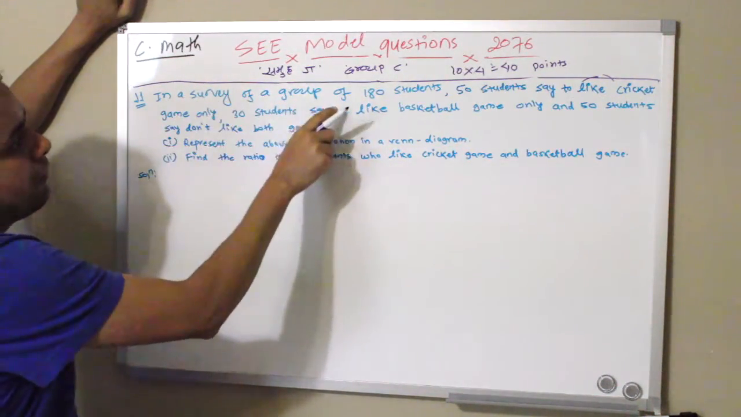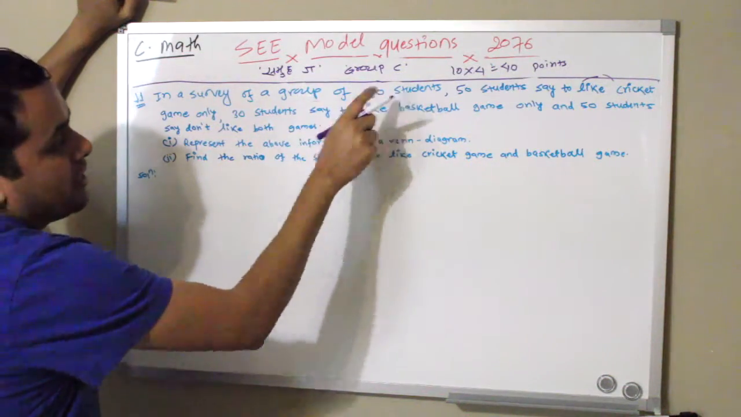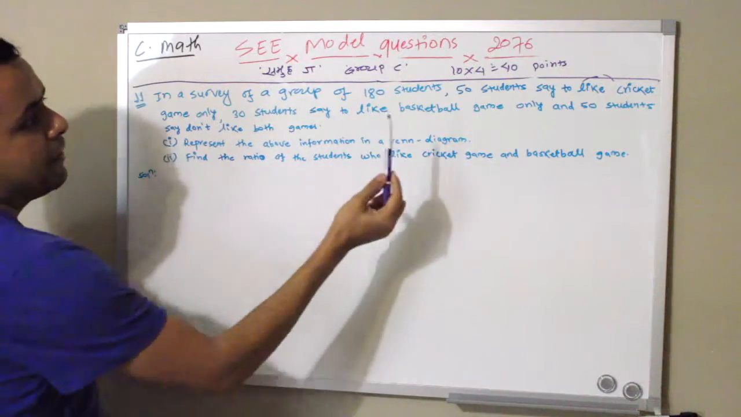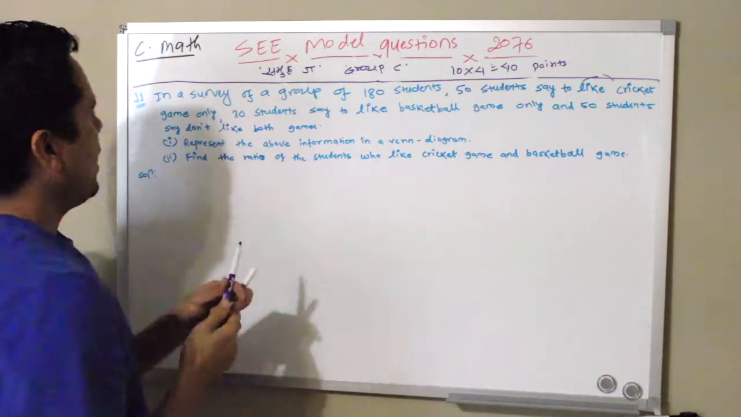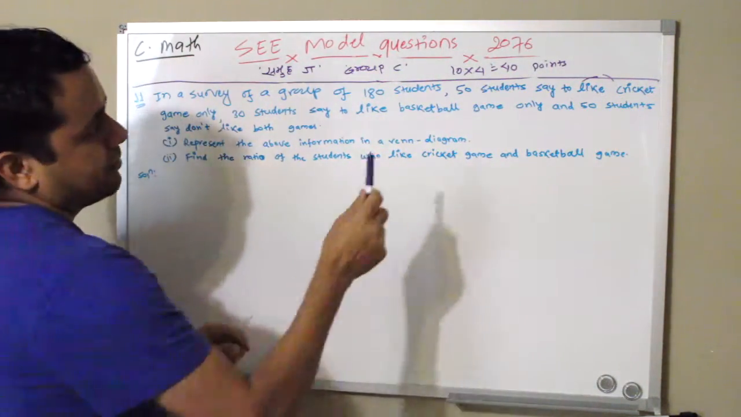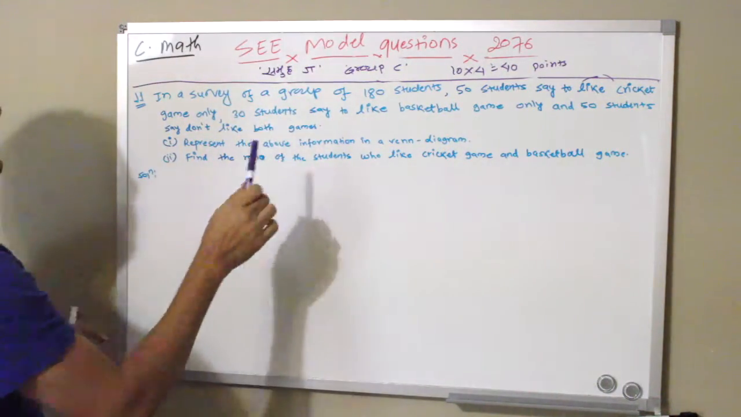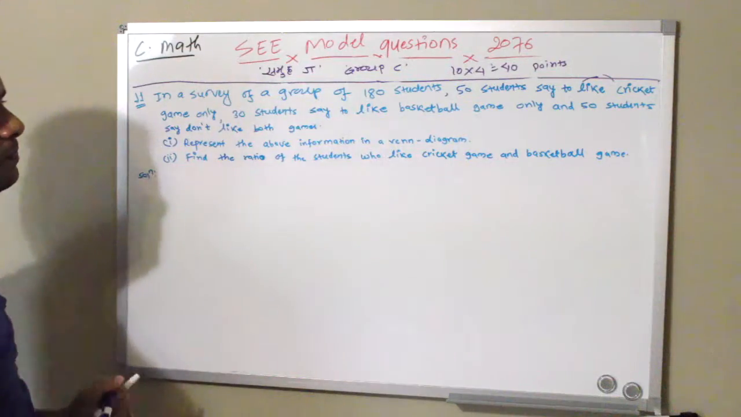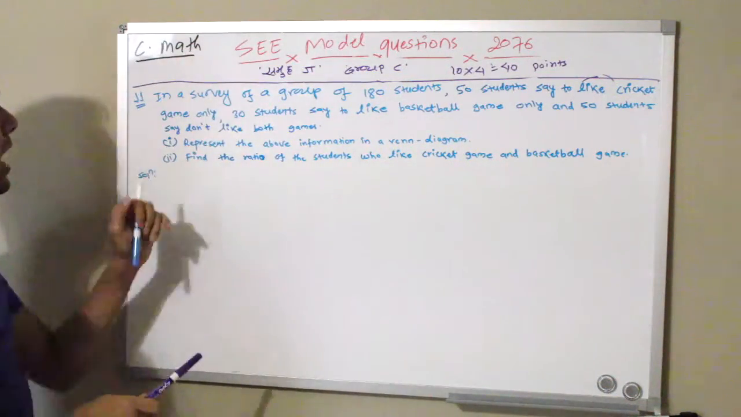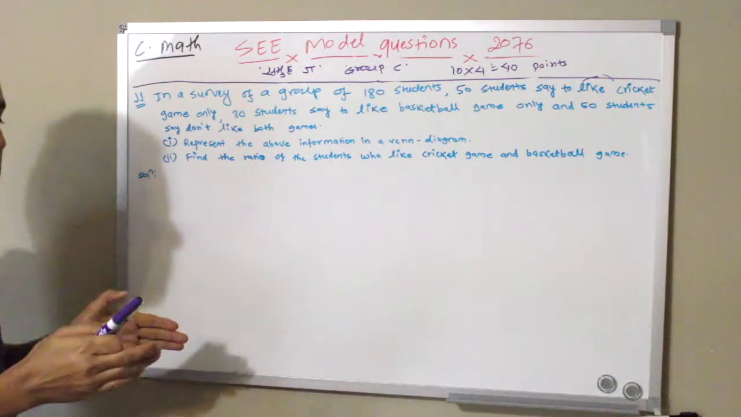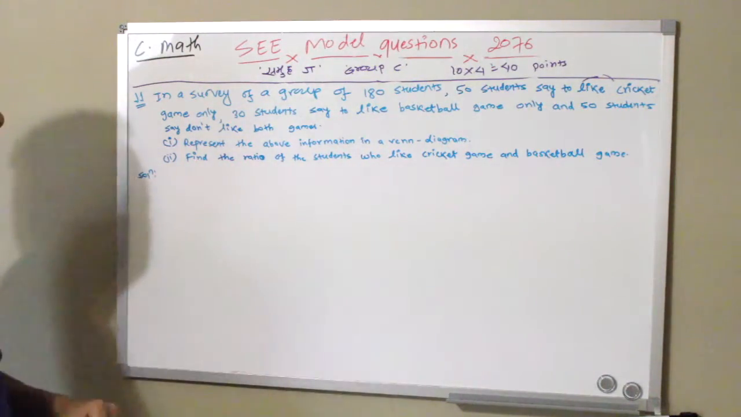In a survey of a group of 180 students, there are 180 students. Out of them, 50 said, I like only cricket. 30 said, I like only basketball. And 50 said, I don't like any of them. None of them. I don't like basketball, neither the cricket.